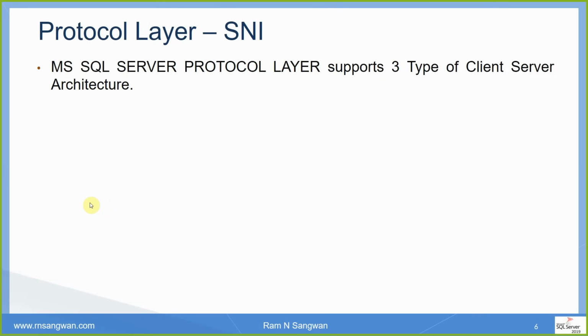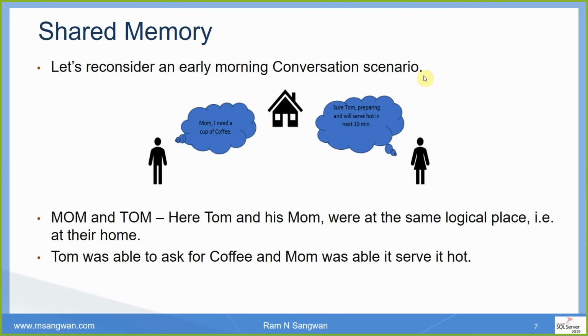So protocol layer, SNI. Microsoft SQL Server protocol layer supports three types of client server architecture. First is shared memory. Consider this early morning conversation scenario between Tom and Mom. Tom and his mom were at the same logical place, and Tom said, hey mom, I need a cup of coffee. And mom said, sure son, preparing, will serve it in the next 10 minutes. Tom was able to ask for the coffee and mom was able to serve it. They are in the same logical place, same physical place, at their home.